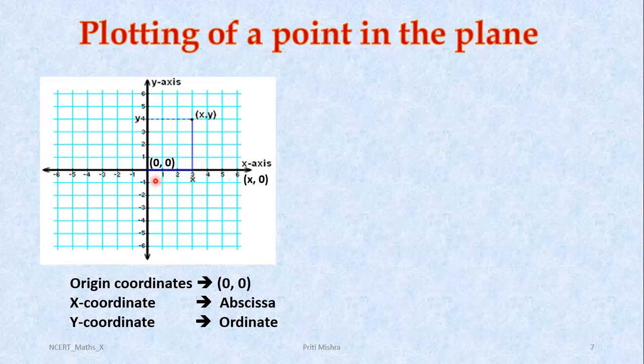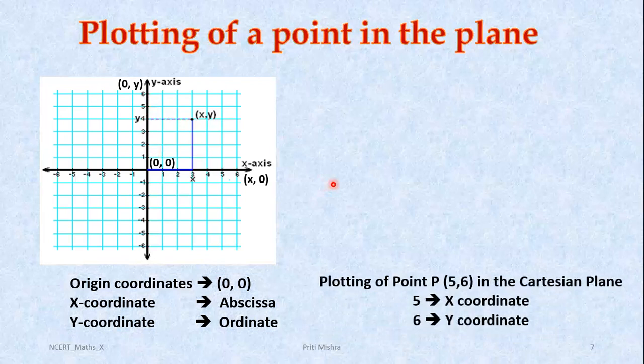It will be (3, 0). And on the y-axis, all the points will be of the form (0, y), because on the y-axis we do not have an x coordinate. We are not moving along the x-axis. So all the points will be of the form (0, y). It will be (0, 1). This will be (0, 2). Just like this, it is (0, 5).